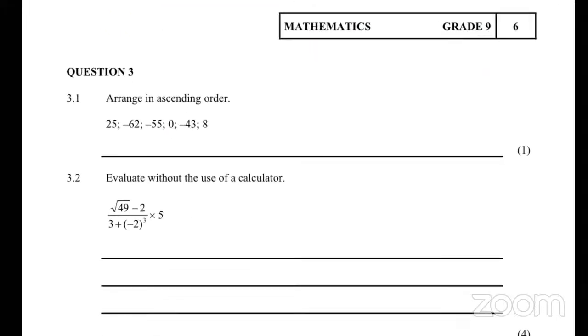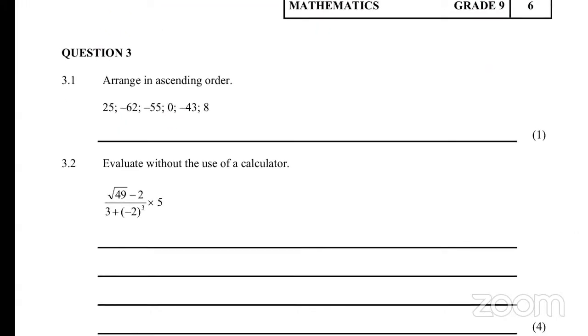Let's move on. Arrange in ascending order. Okay, so ascending means from smallest to biggest. Ascending means going up, increasing. So when you start at the smallest and you go to the biggest, smallest through to the biggest. And of course, descending would be biggest through to the smallest. So in this case, I definitely start with, what's the smallest number? You guys tell me. What would be the smallest number?